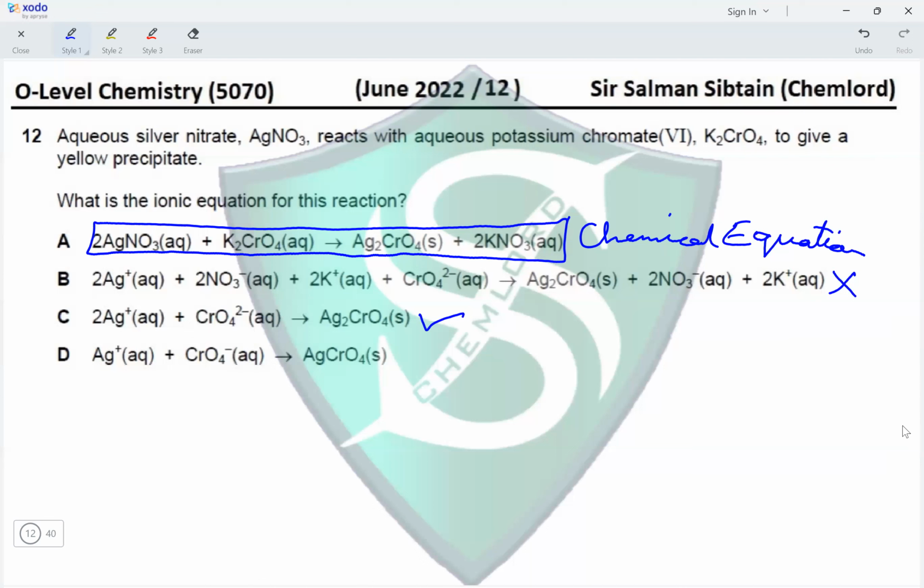It is silver chromate. Option D, silver plus chromate gives silver chromate, but the problem here is chromate has a charge of -1 and silver has a charge of +1. And that is not the case. Chromate has a charge of -2 because it had two potassium ions attached to it and both have been removed. So equation C is the correct ionic equation. Equation D is another ionic equation, but the charges given are incorrect. So this makes option C the correct option for this question.